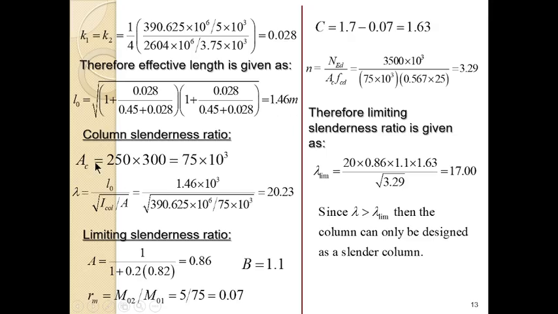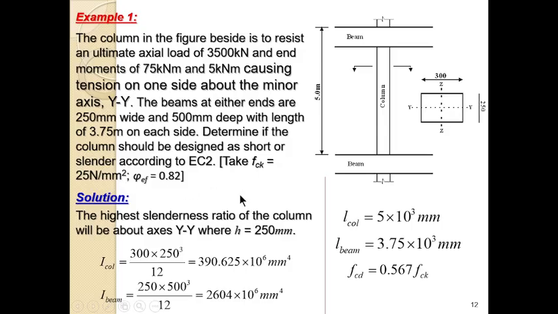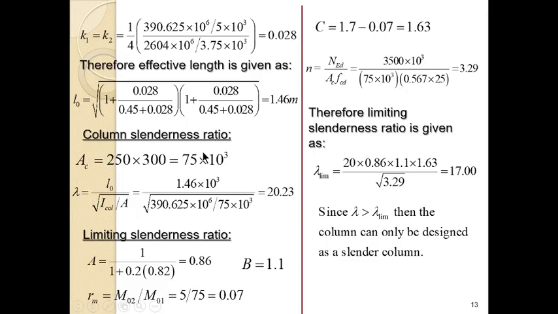So we now calculate the column slenderness. The column slenderness is actually lambda equals L naught all over the square root of I over A for column. So let's calculate the area of column, the area of concrete in the column. This is the cross-sectional area, 300 by 250. So 300 by 250 gives us 75 times 10 raised to power 3. Now, I for column, we have calculated this and we know A.